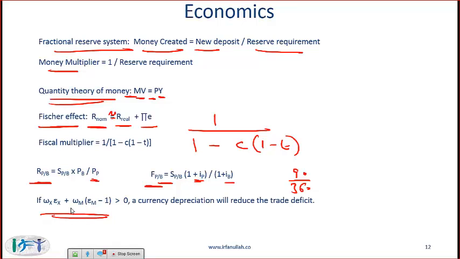And finally, we have the Marshall-Lerner condition, which says that if this condition holds, where the weight of exports divided by elasticity of exports plus weight of imports into elasticity of imports minus 1, if this is greater than 0, then a currency depreciation will reduce the trade deficit.